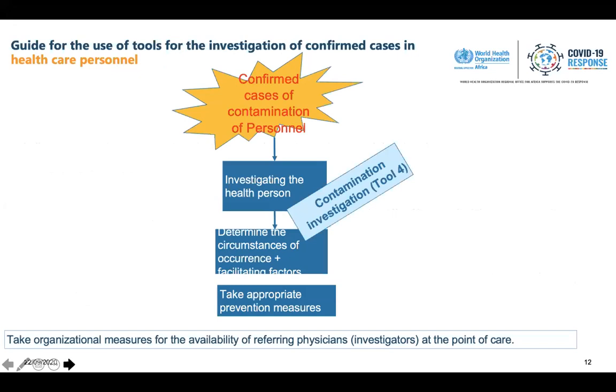Once a confirmed case within a healthcare personnel has been identified, you want to make sure that you start your investigation to try to assess what was the breakdown in IPC at the healthcare facility to understand where the challenges are so that they can be corrected. You'll use Tool 4 to determine what exactly were the gaps and what was the causes of the exposure to the healthcare worker so that appropriate measures can be taken. Next slide.